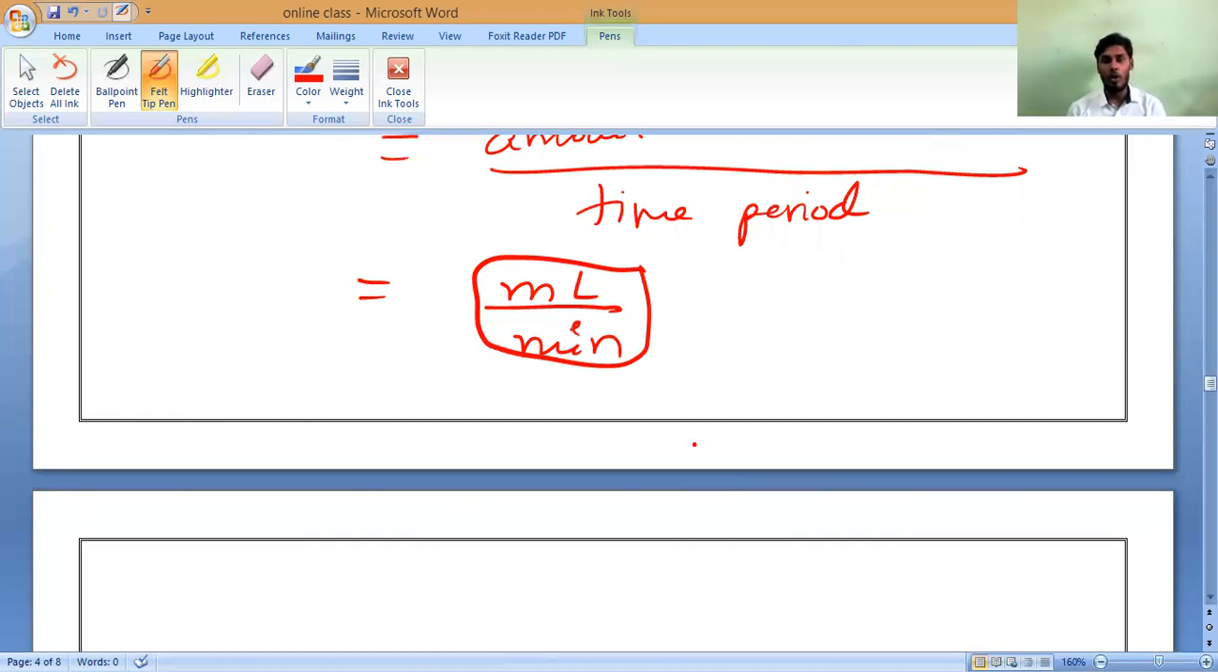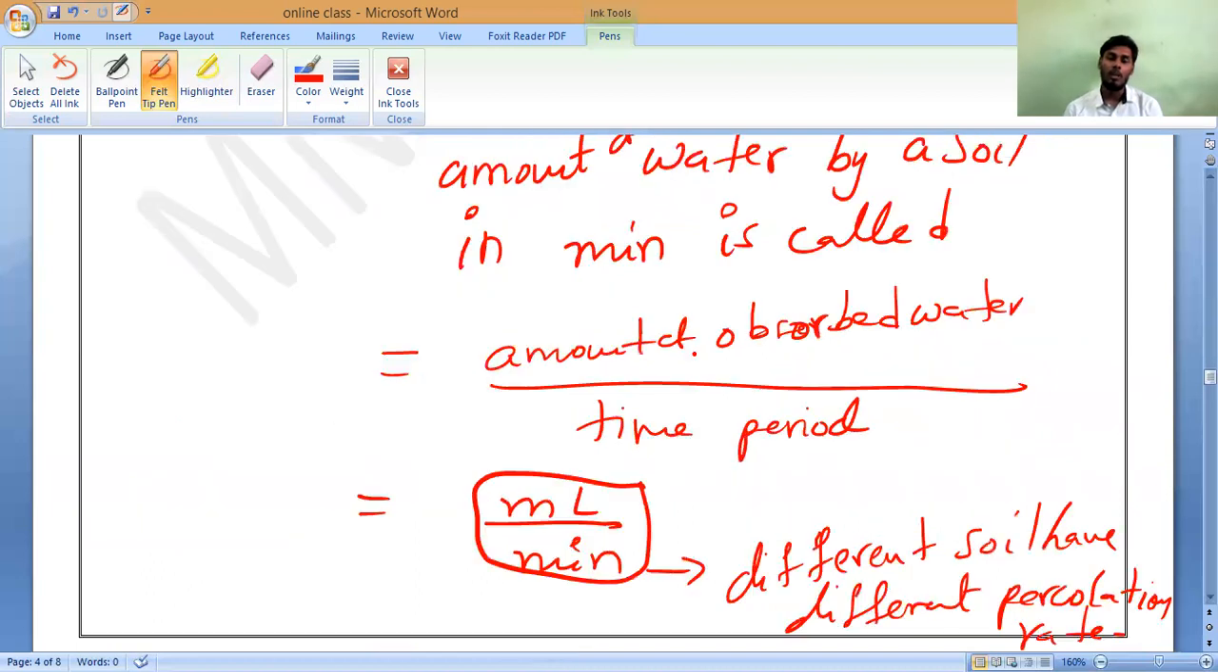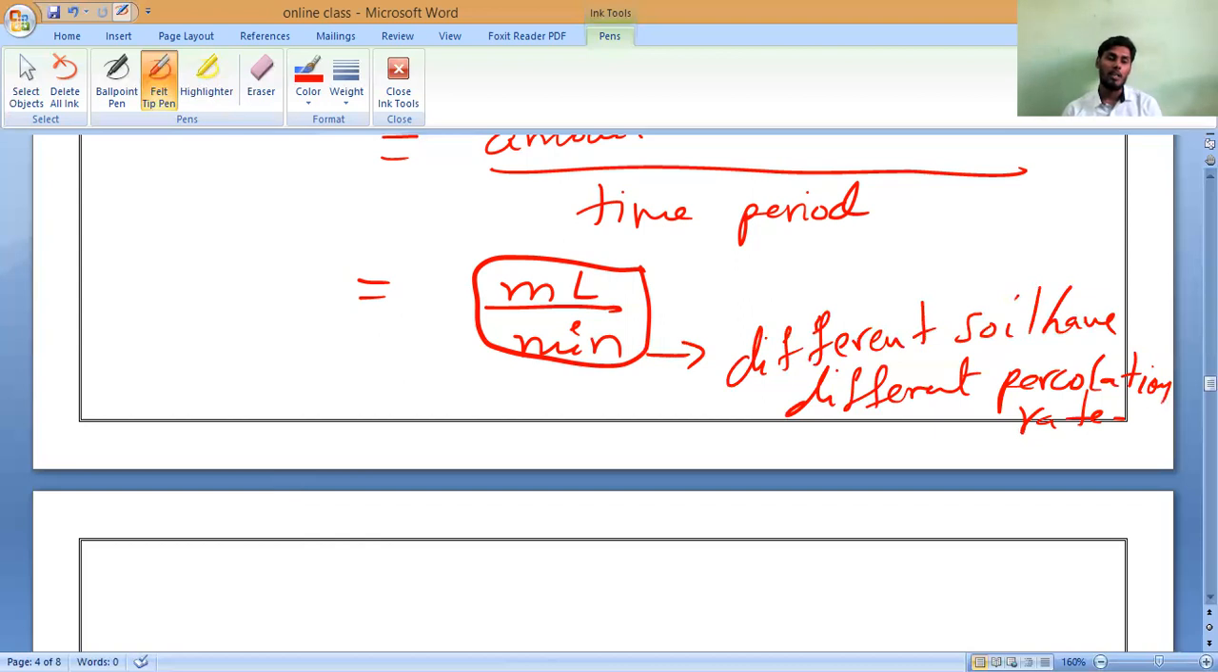So if there are no plants, then this percolation rate will decrease, and all the water will enter the rivers, causing floods. Understand? So different soils, we should write, have different percolation rates. Okay, Johan? Understanding, Shruti? That is the meaning of percolation. Milliliter per minute, absorption of water per minute, is called the percolation rate.